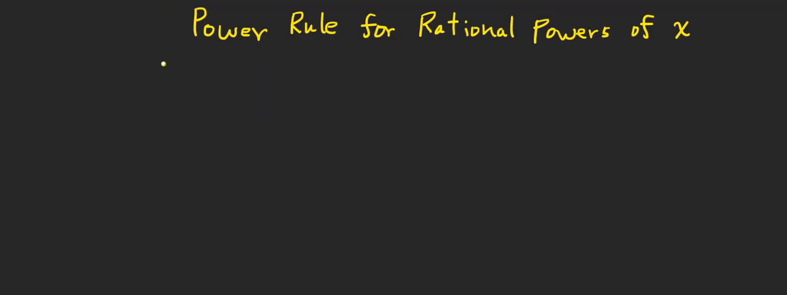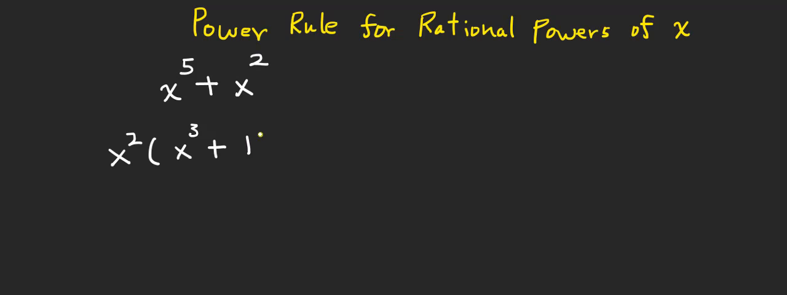Before we go into the next example, let's review Algebra 2. Let's say you have x to the 5th plus x squared. How do you factor this out? Well, the greatest common factor is x squared. You choose the smaller exponent. And then what's left over? You're going to get x cubed plus 1.